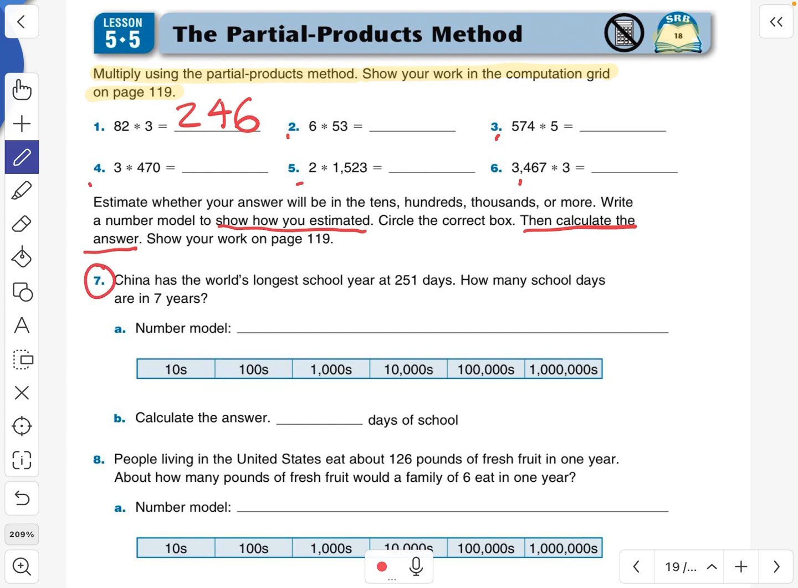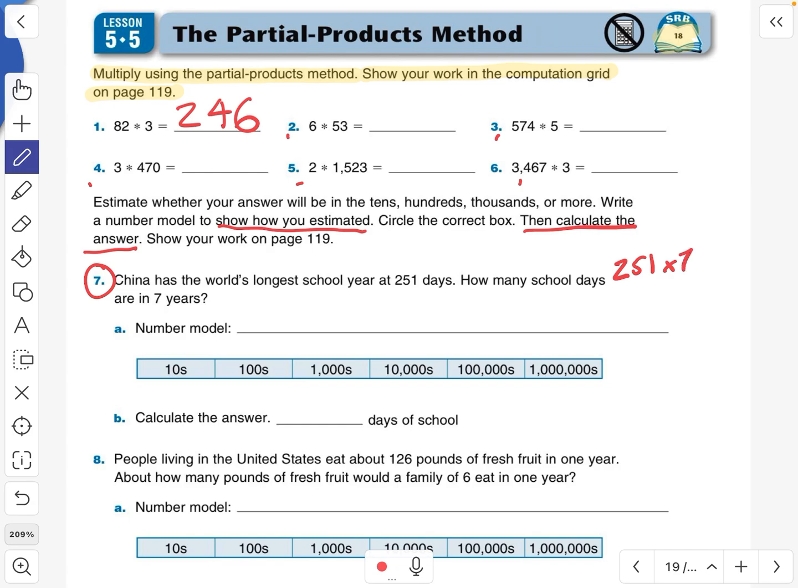China has the world's longest school year at 251 days. I think Minnesota has 170 something days. Oh, almost 180. How many school days are in 7 years? Do we have to know how many days are in a year? No. We know that in 1 year there are 251 school days. So we're trying to solve 251 times 7.